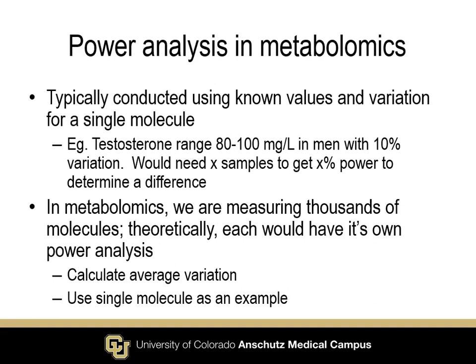Well, you have one of two ways you can go about this. You can either calculate your average variation, so you look at all your metabolites across the board and across all your different sample groups and figure out what that variation is. Or you can use a single molecule as an example. For example, if we know that we're only interested in the amino acids, maybe we look at one of the amino acids. Again, this is really based on the question that you're asking, the study, the population that you're looking at. But there are a lot of tools out there to help you determine the power prior to your analysis.